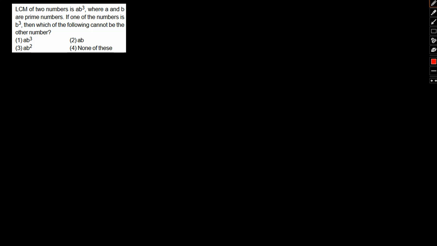LCM of two numbers is AB cube, where A and B are prime numbers. Okay, if one of the numbers is B cube, then which of the following cannot be the other number? So we are given LCM is equal to AB cube and one number is B cube. So we need to find the number which cannot be the other number. Okay, which of the following cannot be the other number.